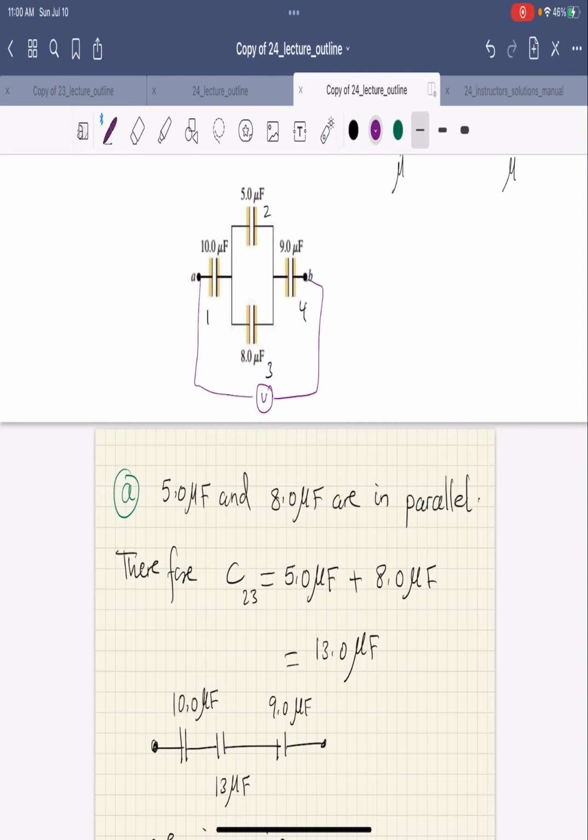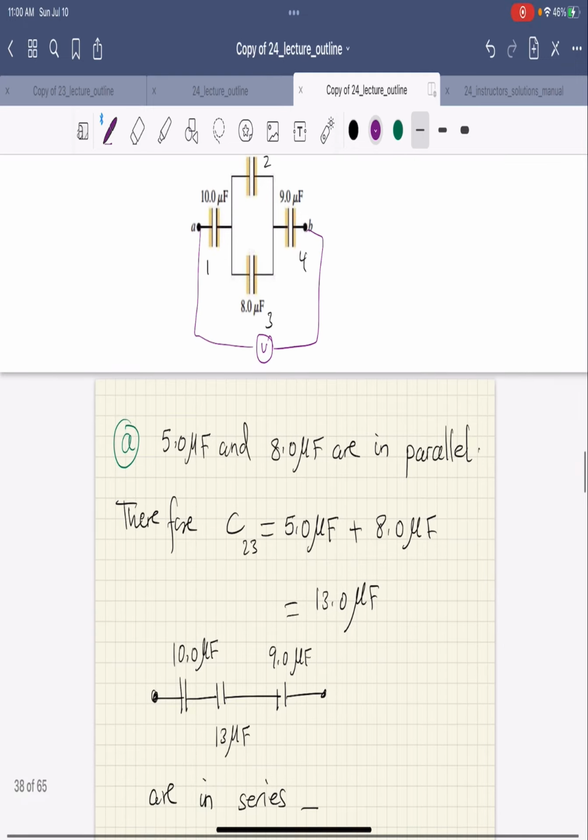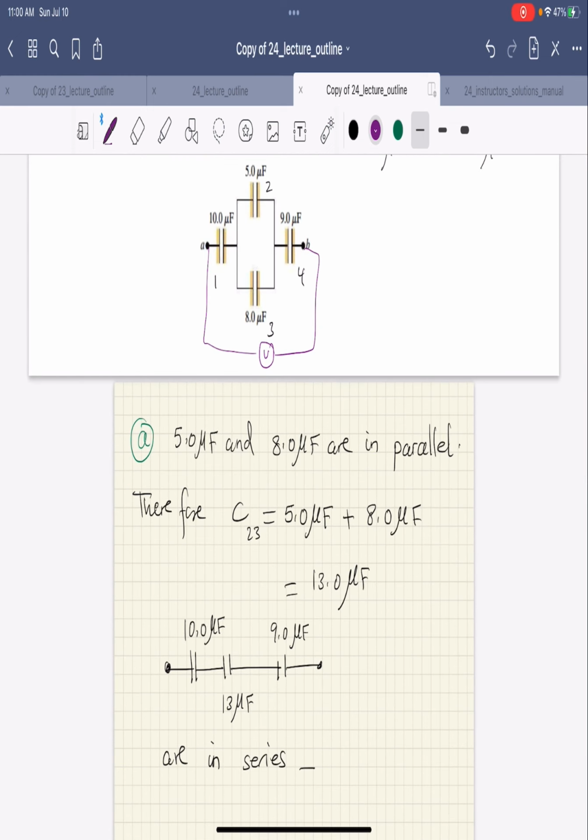Okay, and here we can easily know that the 5 and the 8 are really connected in parallel. I want to make them one, and therefore I gave them numbers: this is capacitor 1, this is 2, this is 3, this is 4. Therefore, C2 and C3 are in parallel. Therefore, C equivalent is C2 plus C3. Then I added 5 plus 8, which is 13.